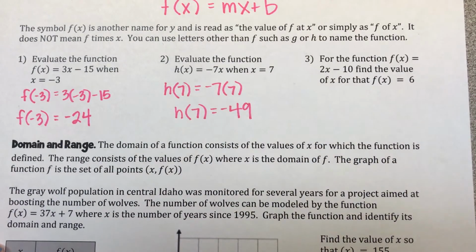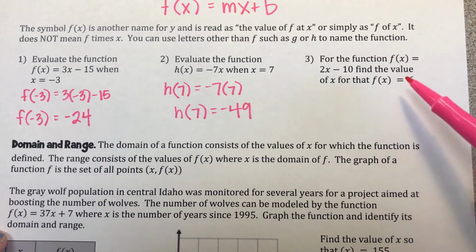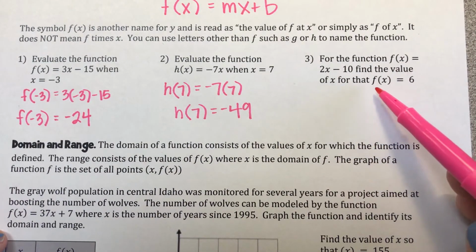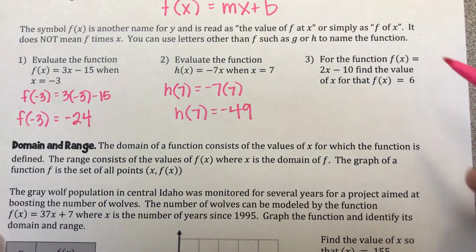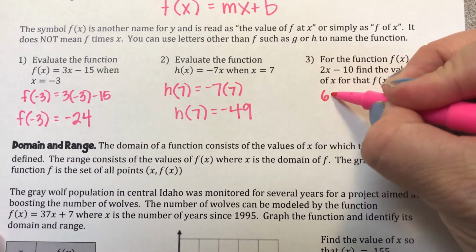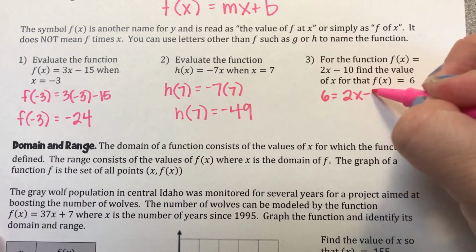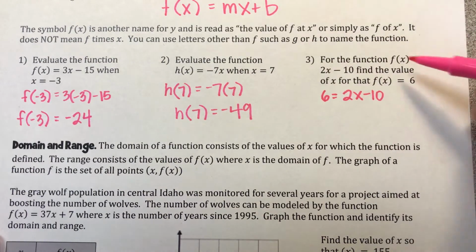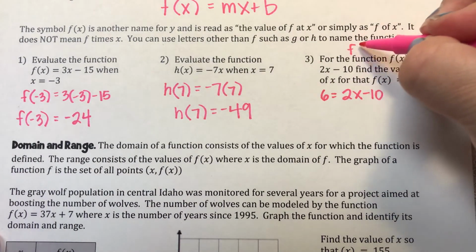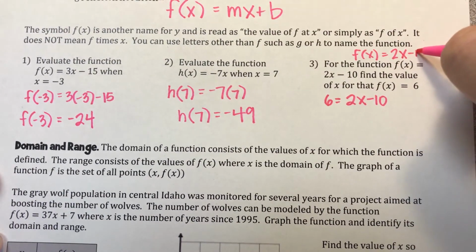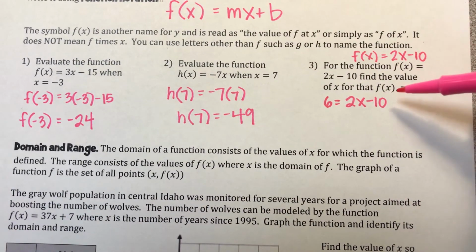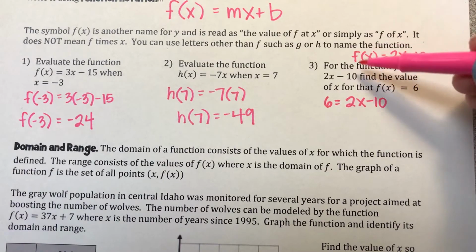And then number 3, for the function f of x equals 2x minus 10, find the value of x for that f of x equals 6. Okay, so this time, instead of giving us the x, they're giving us the f of x. So f of x is 6, and that equals 2x minus 10. Right? So over here, because the function was f of x equals 2x minus 10, since f of x is 6, I just put that in here.